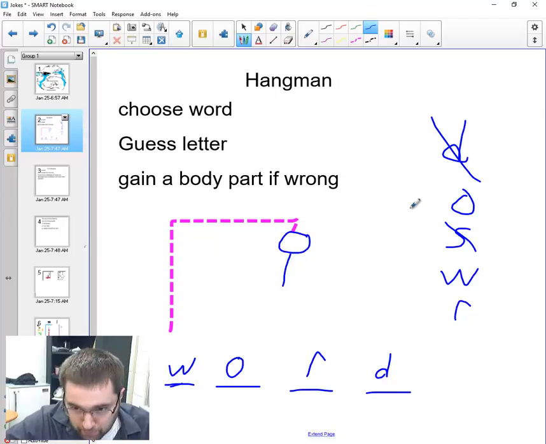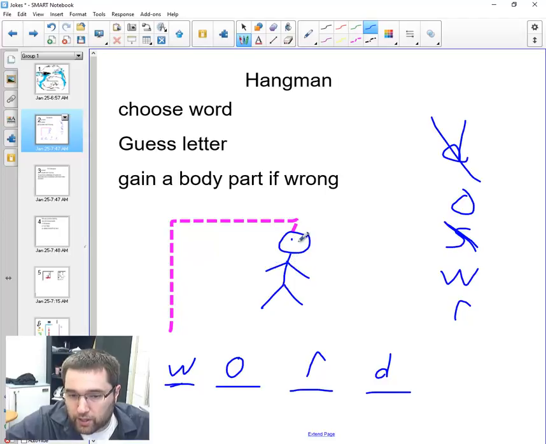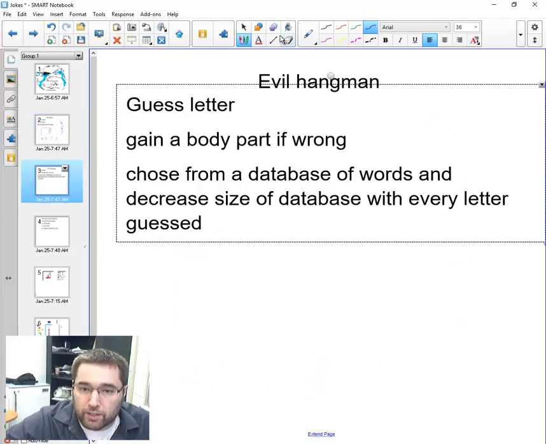But anyways, you pick a word, and guess letters until you get the word correct. Every time you get a wrong letter, you draw a body part until a finish point hits and the person is no longer happy, sort of thing. So that's how you play Hangman. Evil Hangman is a little bit different.